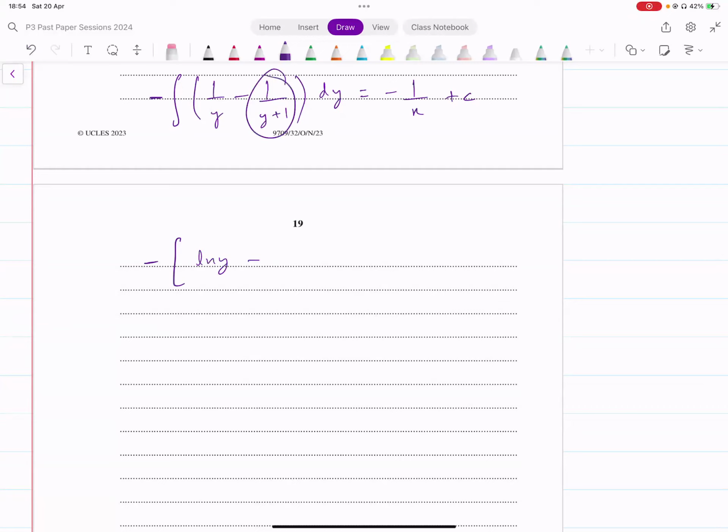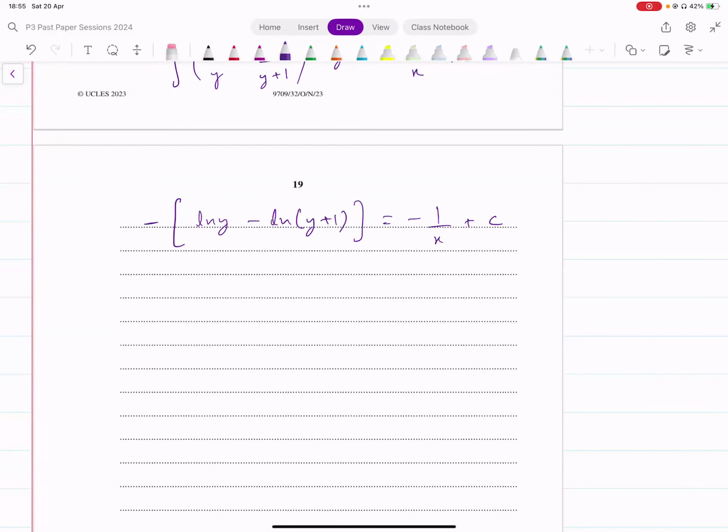What's the integration of 1 over y plus 1? You can use the ln rule here as well. What's the derivative of y plus 1? It's 1. You've got 1 in the numerator already. 1 over y plus 1, integration of that would be ln of y plus 1, right? Because it's the ln form as well. Derivative of the denominator is there in the numerator. So the integration becomes ln of y plus 1. On the other side, you've got minus 1 over x plus c.